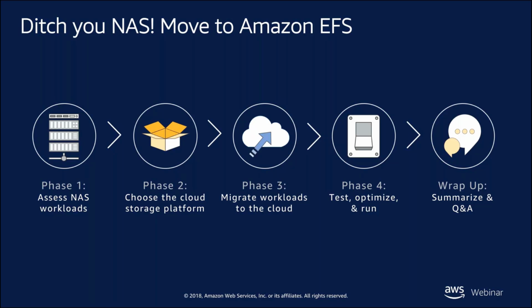Phase 2, we'll talk about the different storage platforms available on AWS and where Amazon EFS fits in. We'll also look on phase 3 about how to migrate your workloads to the cloud, specifically around how do you ingest existing data into an Amazon EFS file system and what are the best practices to do that. In phase 4, we'll talk about how to test, optimize, and run an EFS file system. And we'll talk about some of the best practices that you should follow when doing so. And then at the end, we'll wrap up and summarize and have some Q&A.